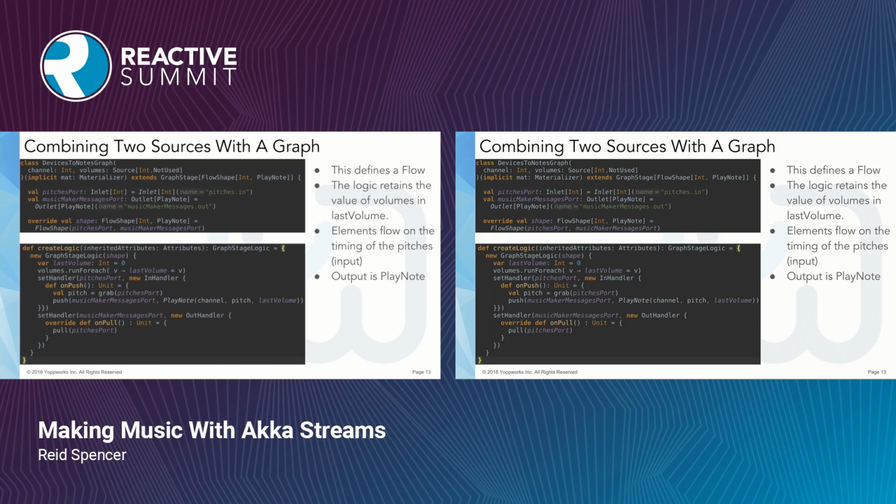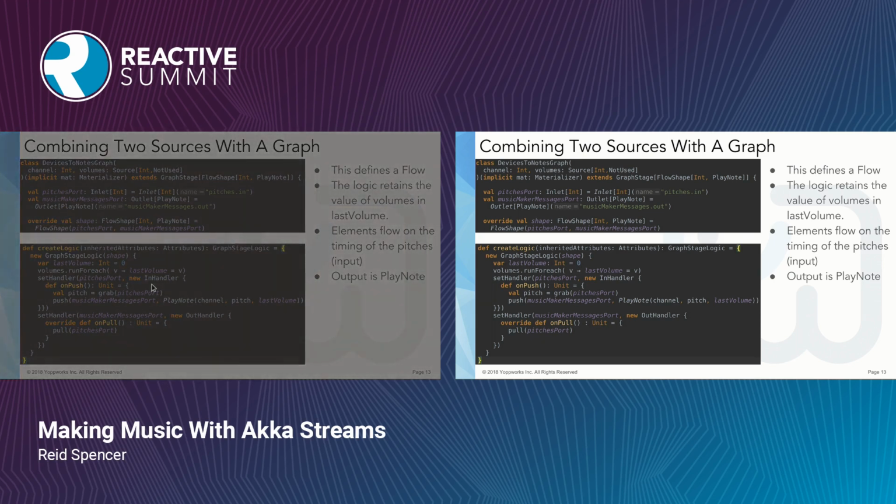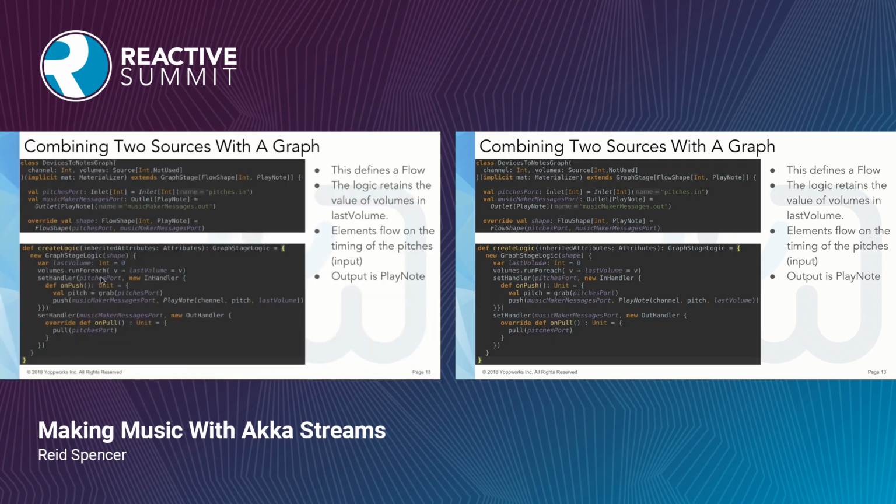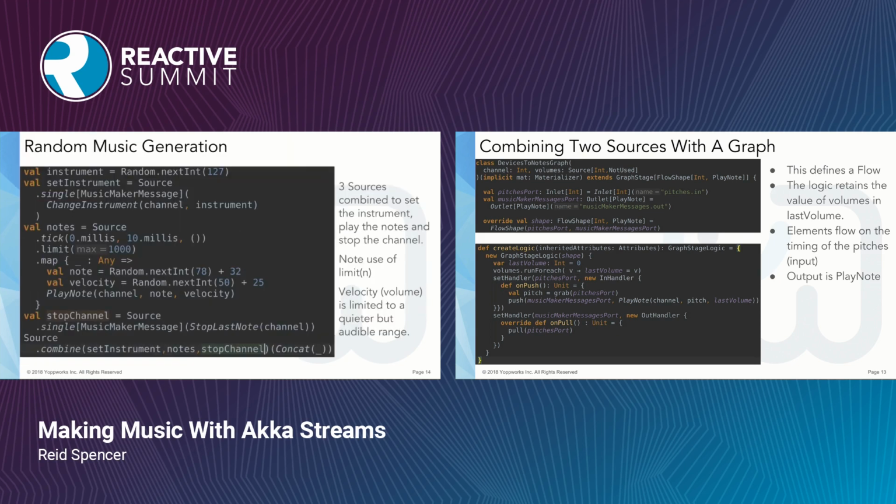Okay, so the main point here is you can make this as fancy as you want. This is incredibly simple. Some of these graph stages are very, very complicated, and you can have things that merge and broadcast things in very, very specific ways. In other words, you can do what you want to do. Okay, there's also a feature in here which is random music generation. Let's go through this one.